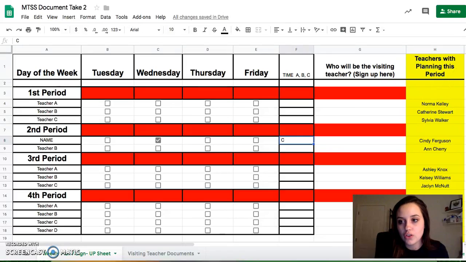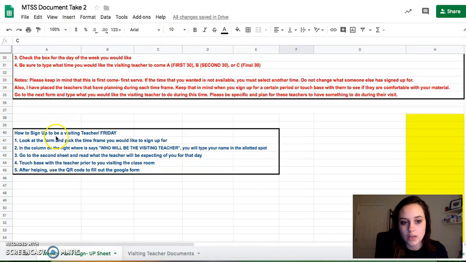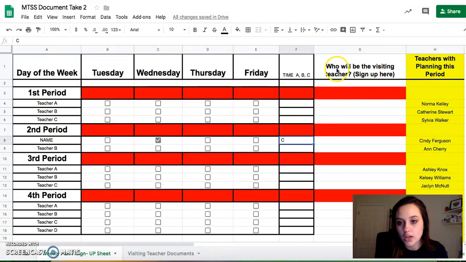Once again, if it's not clear, I have a checklist down here, how to sign up to be a visiting teacher. You're the visiting teacher if you're signing up on Fridays. Just make sure that you're going to that second sheet, seeing what the students are doing that day. If you're comfortable and you're ready to sign up, then you go back to this form and you see on the right where it says who will be the visiting teacher. This is where you're going to sign up. So if I want to sign up during my third period and let's say it's teacher A, then I will go to this adjoining column row intersection, and I will type my name.